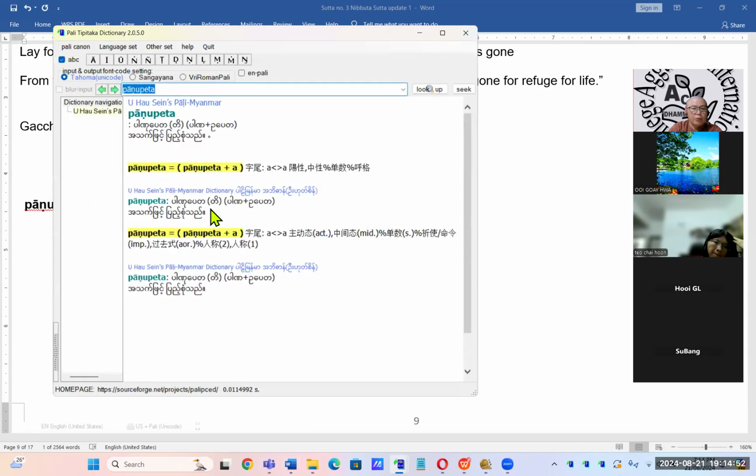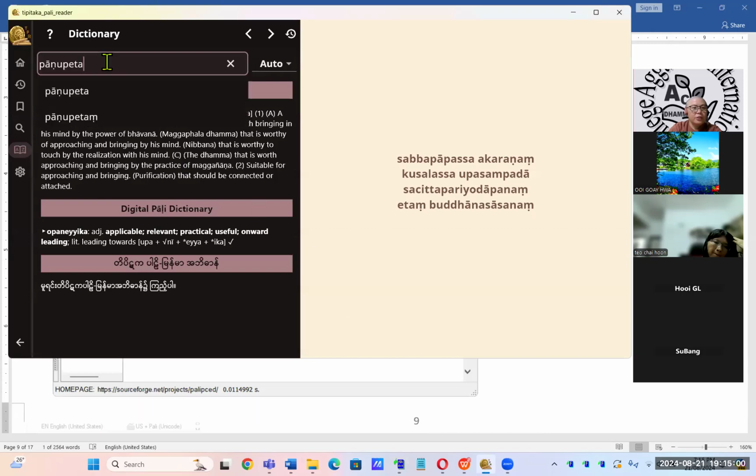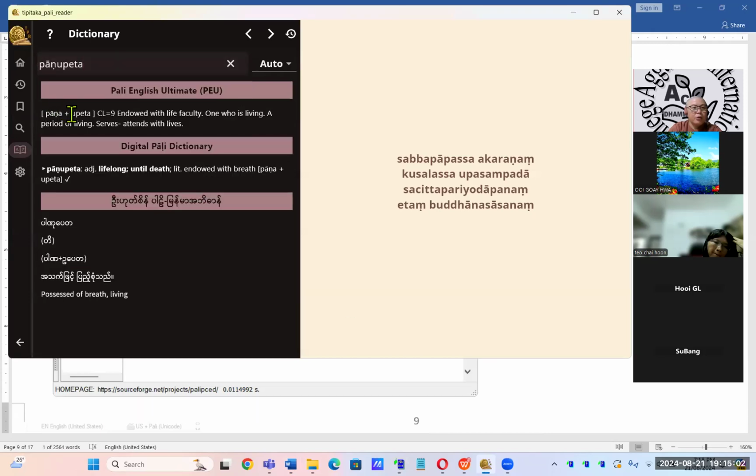Okay, pana upeta. So you have two words, pana and upeta. So if you cannot find it in this dictionary, look for another dictionary. Okay, pana upeta. So pana is like sabbe sata, sabbe pana, life. Okay, upeta means endowed.